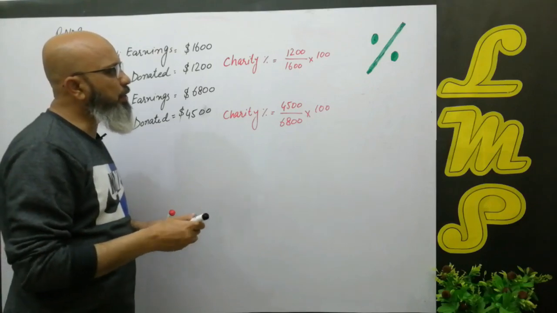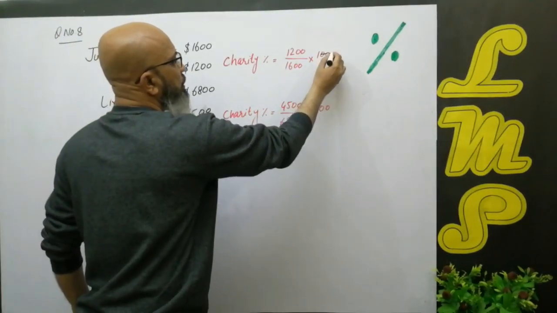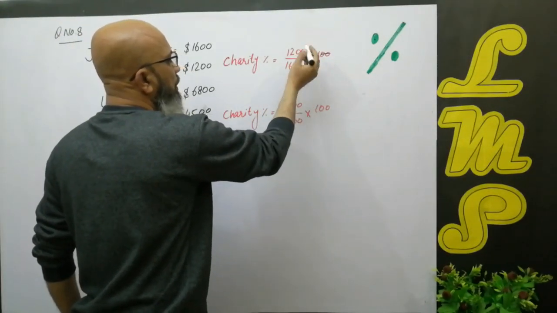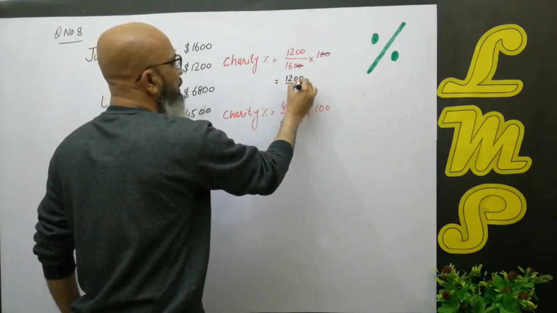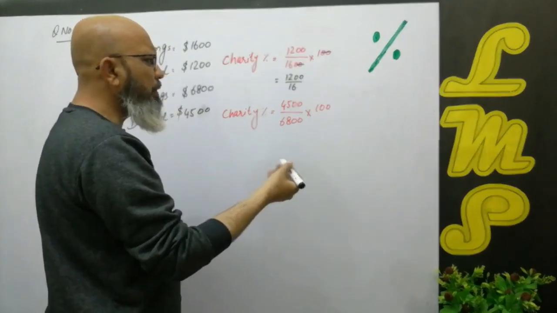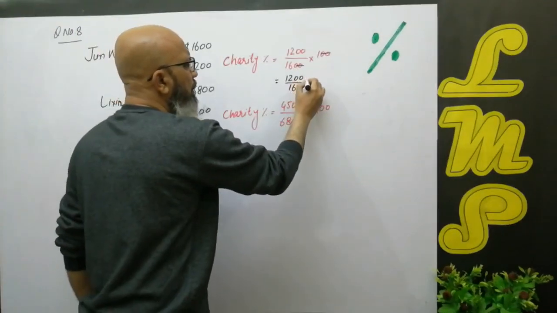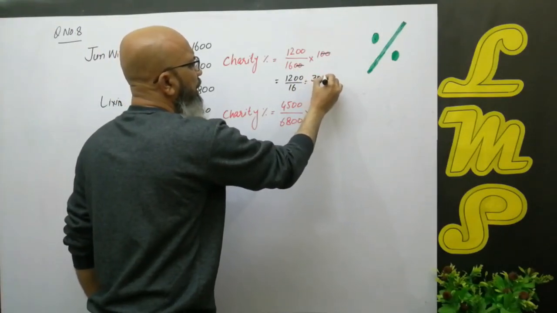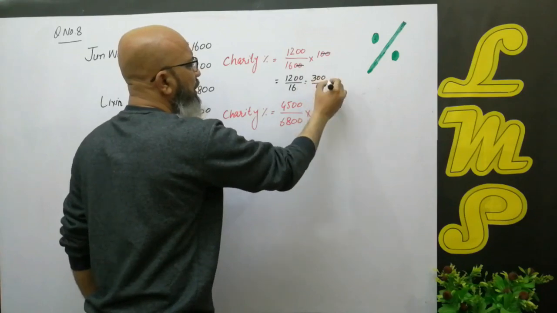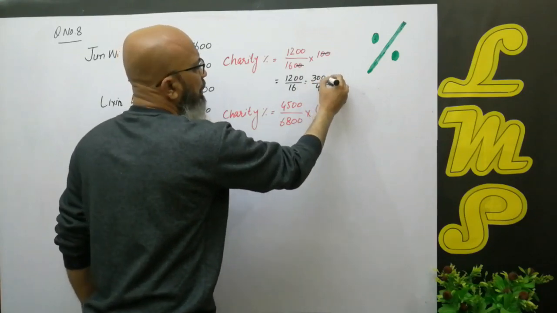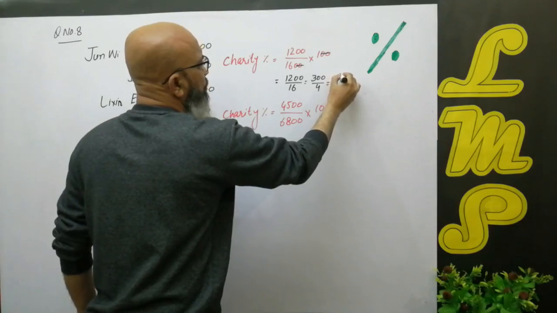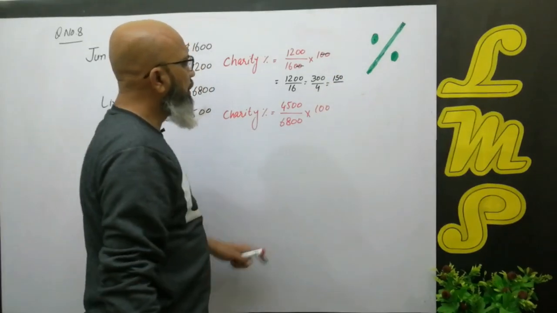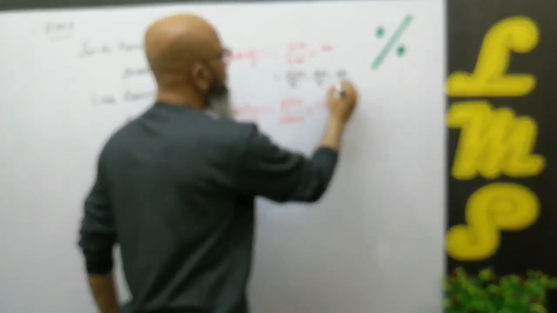Now you can simplify this question, that is cut 20 with 20, and you can divide 1200 by 16. You can simplify at the table of 4. You will get 300 divided by 4. Further division, you will get 150 over 2.